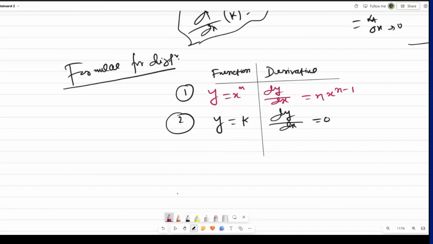Then the fourth one is y equal to sine x. Okay, sine x. You copy trigonometry. If you do it by first principle, its derivative is going to be cos x.